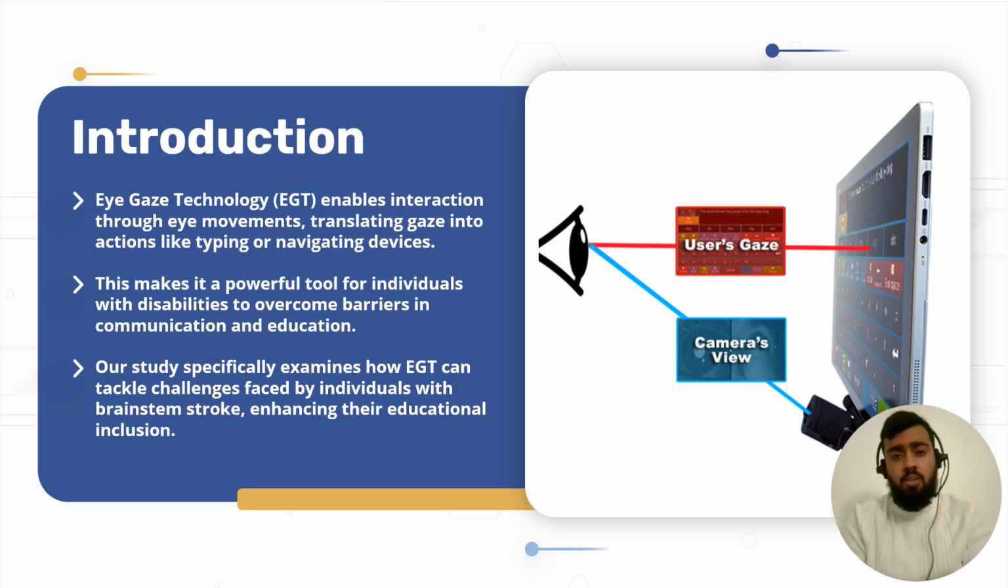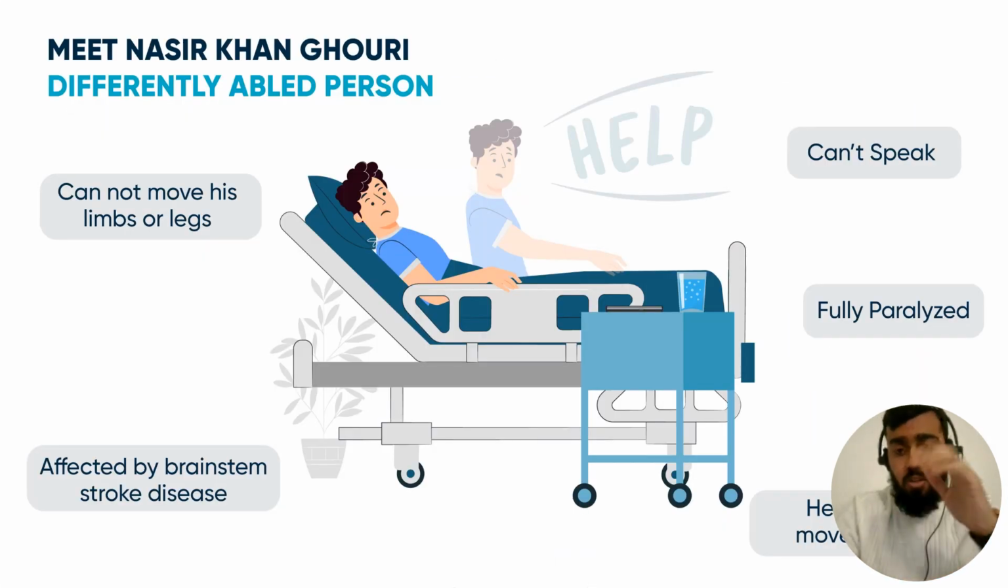education. My study is about how we can tackle the challenges faced by individuals with brainstem stroke. We are going to focus on the disease called brainstem stroke. So let's try to understand what brainstem stroke actually is. Just meet the person, Nasir Khan Gauri Saab, and you see that currently he's lying on the bed.